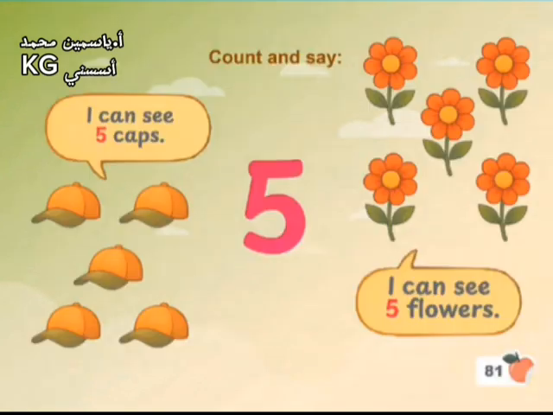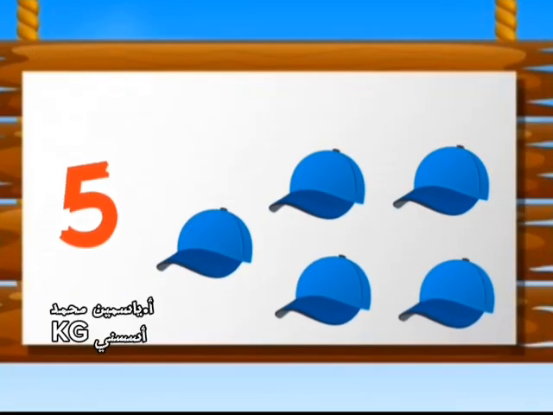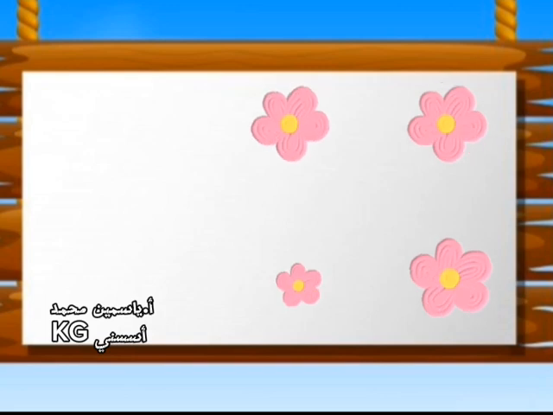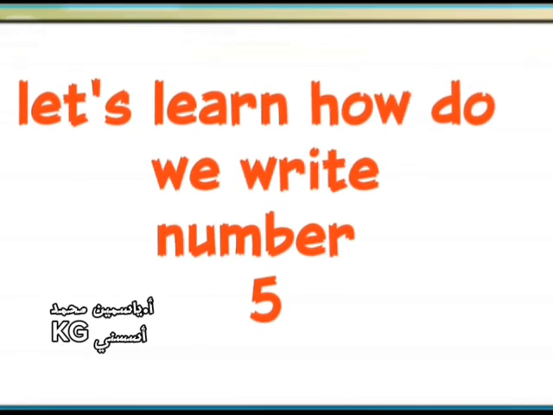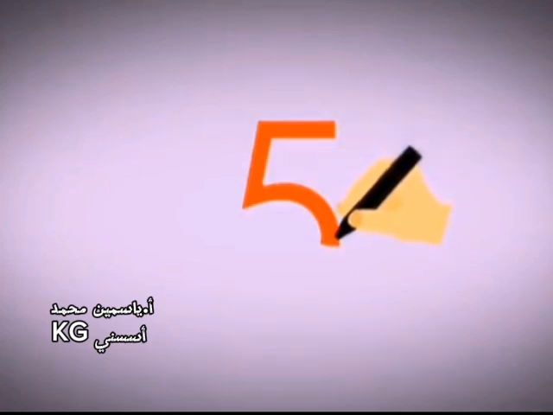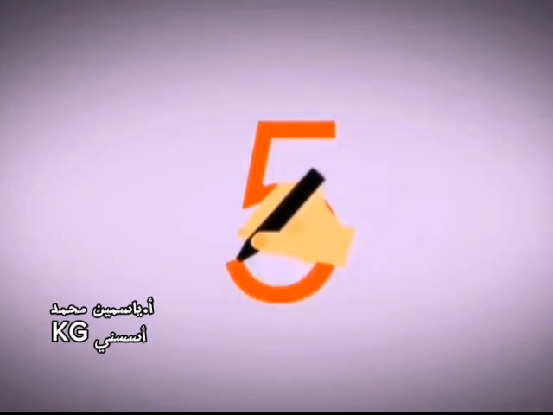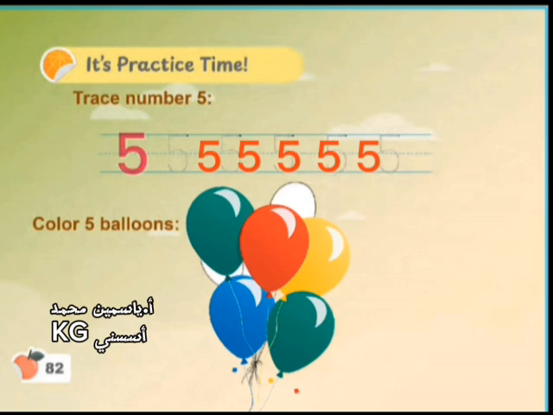Page 81. Count and say number 5. I can see 5 caps. I can see 5 flowers. Let's learn how do we write number 5. Sleeping line. Straight line from up to down. Semicircle. Page 82. It's practice time. Trace number 5. Color 5 balloons.